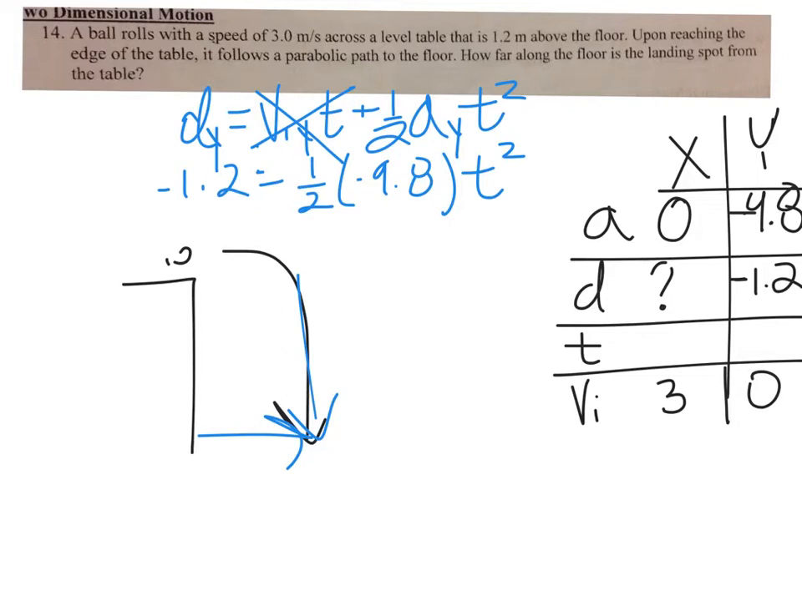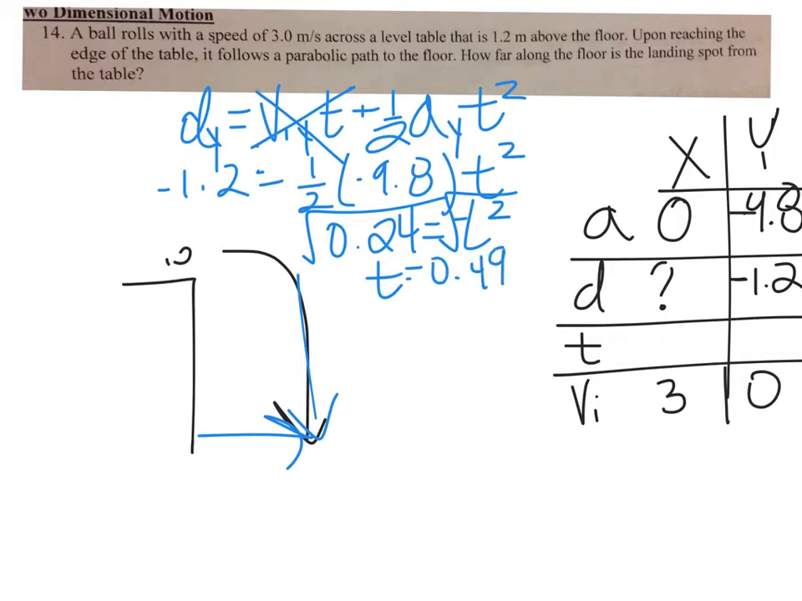So when you multiply 1/2 times negative 9.8, you're going to get negative 4.9. You're going to divide negative 1.2 by that negative 4.9. That's going to leave you with 0.24, and that's going to equal t squared. And then you square root that, you get a time of 0.49 seconds. So that's how much time it takes, and that goes in both of your columns, because the same amount of time it takes to go down takes it to go over.